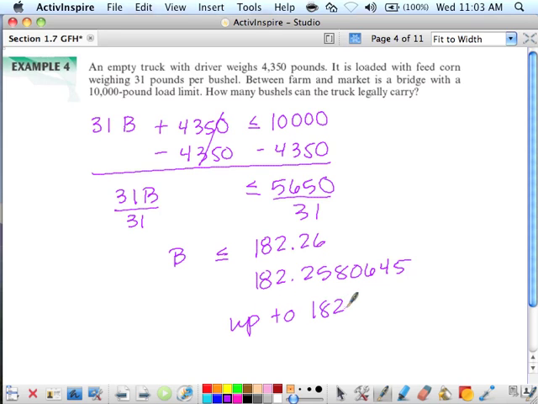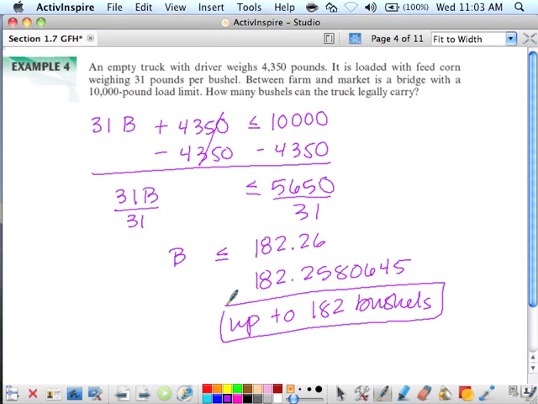People don't want to break the bridge by a decimal. So with word problems, you kind of have to be careful that you don't go over. You have to give your answer in something that'll make sense. Probably we're not going to let him carry a decimal of a bushel because we're going to sell the corn by the bushel, right? So we'll probably just round it off and let him carry up to 182 bushels.